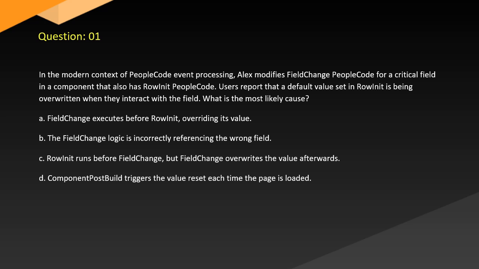A. Field change executes before row init, overriding its value. B. The field change logic is incorrectly referencing the wrong field. C. Row init runs before field change, but field change overwrites the value afterwards. D. Component push build triggers the value reset each time the page is loaded.